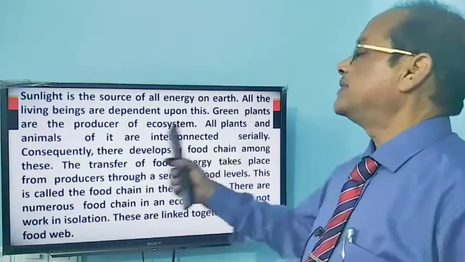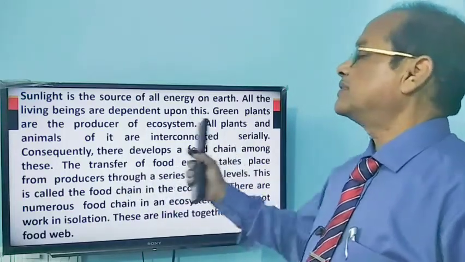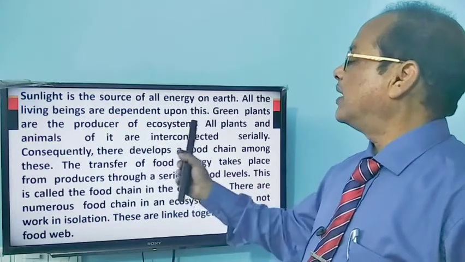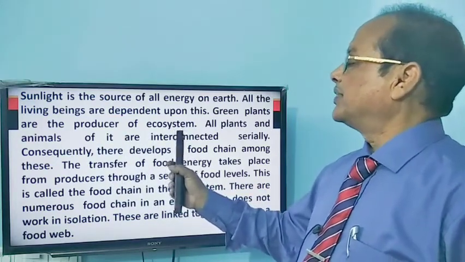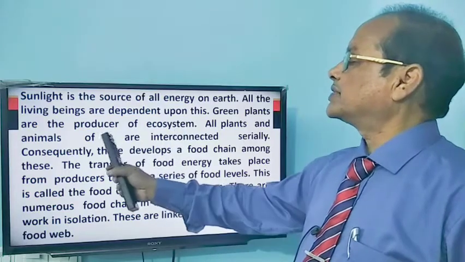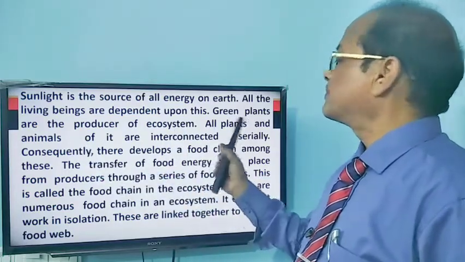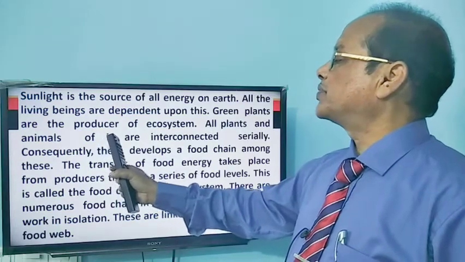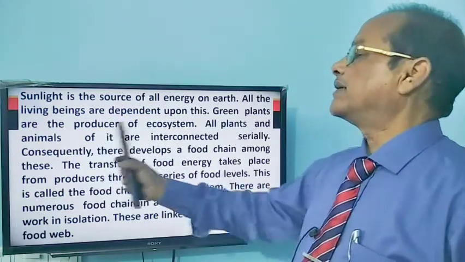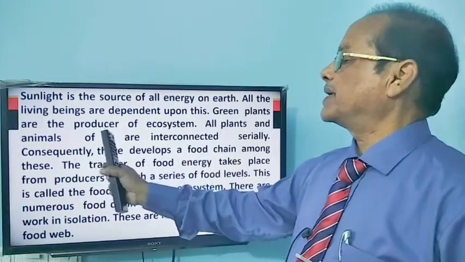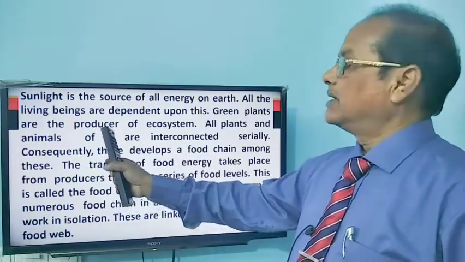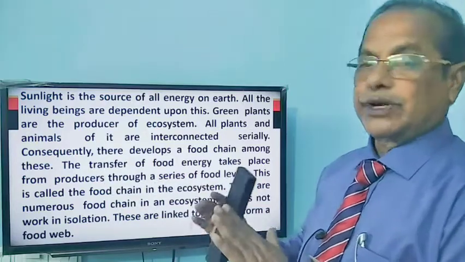All plants and animals of eat. সমস্ত প্রাণী এবং উদ্ভিদেরা এর উপর নির্ভরশীল আর ইন্টারকানেক্টেড হয়, আন্তঃসংযুক্ত। তাহলে এই জায়গায় আমরা বলবো বাস্তুসংস্থানের সকল প্রাণী. All plants and animals of ecosystem, বাস্তুসংস্থানের সকল উদ্ভিদ এবং প্রাণী. It should be replaced by ecosystem. Then the passage will be more clear.